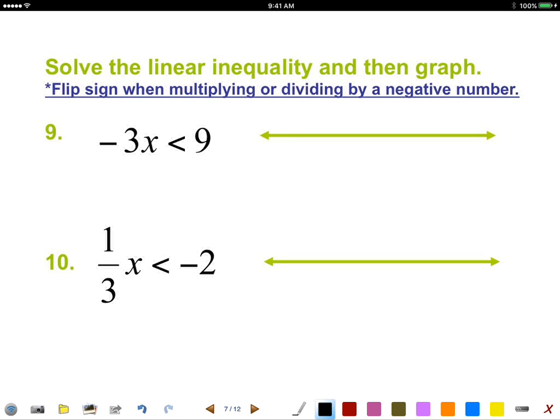Okay, number 9. It's really important that you write down this that you see in blue. Flip sign when multiplying or dividing by a negative number. Write it down, put stars by it, box it in, something. Figure something out because it's very, very important. And then write down the problem.